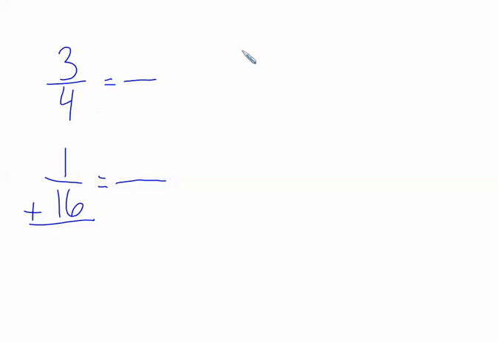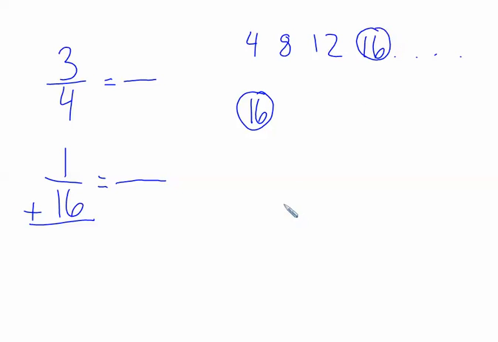multiples. So if I take 4 times 1 is 4, 4 times 2 is 8, 4 times 3 is 12, 4 times 4 is 16, and I could keep going. Now I'm going to do the same thing with 16. 16 times 1 is 16. Well, I can stop right there because we just found a set of multiples that are the same. So this is going to be our common denominator. We found the least common multiple, and that's going to be our common denominator.